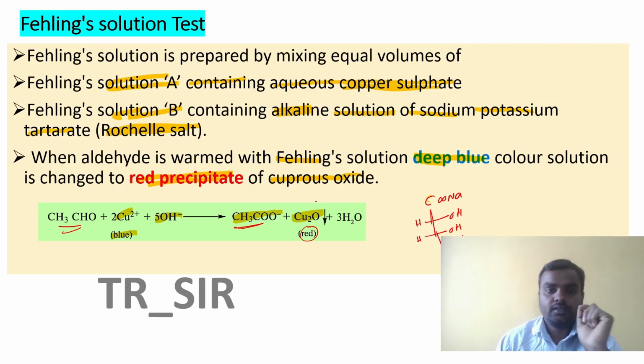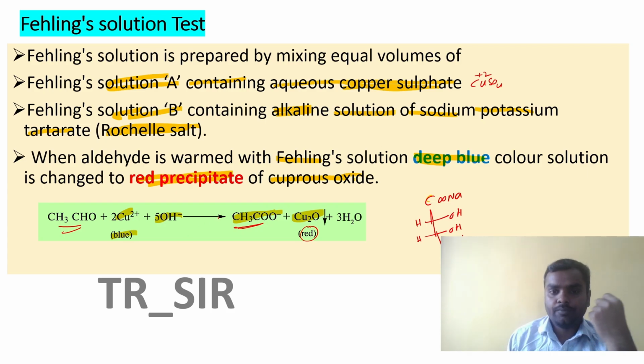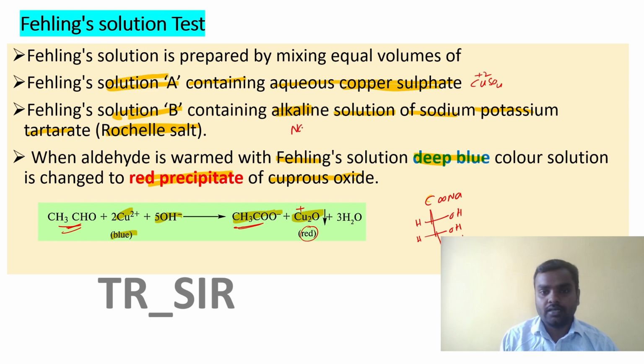One will be the aqueous copper sulfate. This will be CuSO4, copper plus 2 state, that is blue in color. It is converting into copper plus 1 state. So copper is undergoing reduction, whereas the aldehyde group is undergoing oxidation, right? Solution B will have the sodium hydroxide. Then we will also take copper sulfate, sodium hydroxide. Then we'll take sodium potassium tartrate that we have given the structure of here, right?